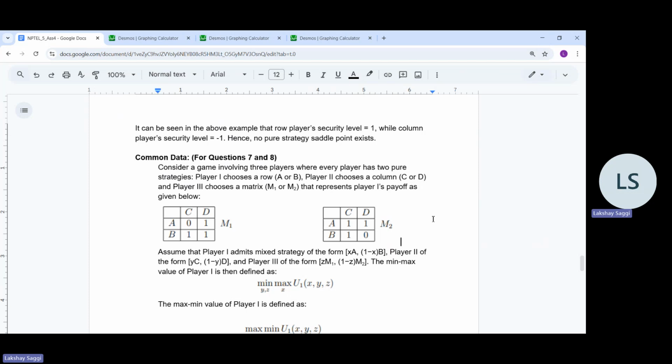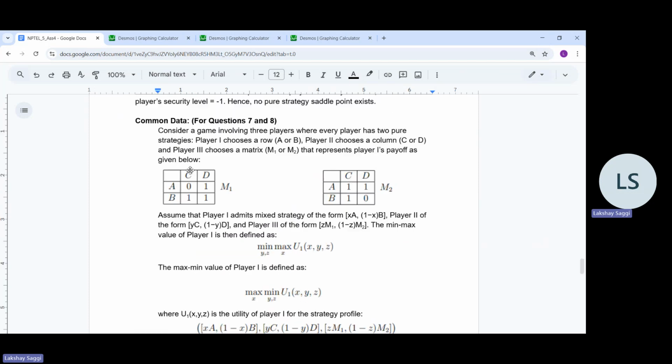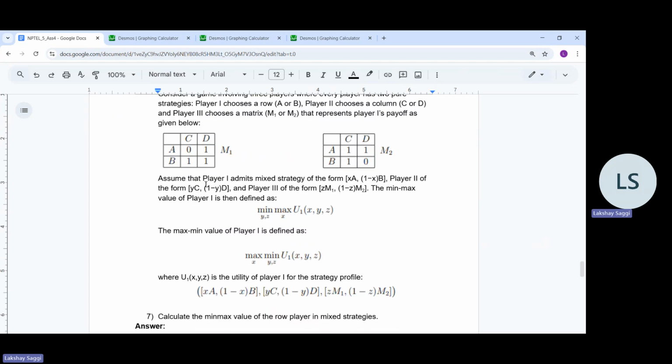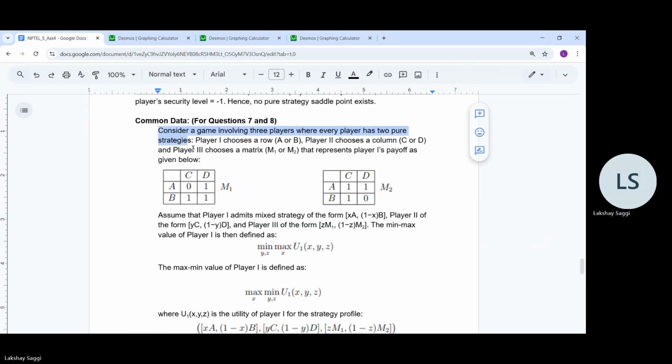So there's this common data for questions 7 and 8. The questions are quite small, but processing this data is the main thing. So consider a game involving three players where every player has two pure strategies. So the game only involves pure strategies. We are not talking about mixed strategies here. So three players, and all of these players have two pure strategies.